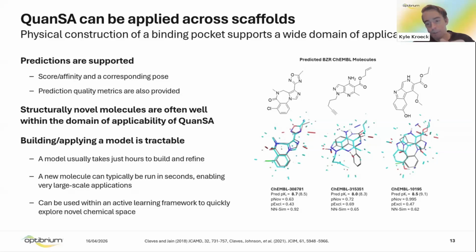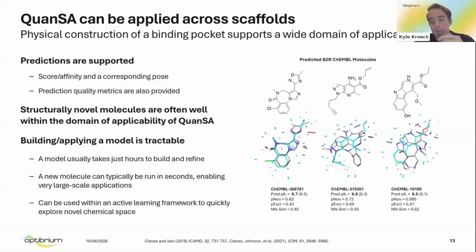Most AI models only work if a new molecule is very similar to the ones used for training. In QuanSA, the domain of applicability is physical. So as long as a new compound sterically fits into the 3D pocket field and matches the required electrostatic hotspots, the model can predict its activity with high confidence, even if it is structurally novel.